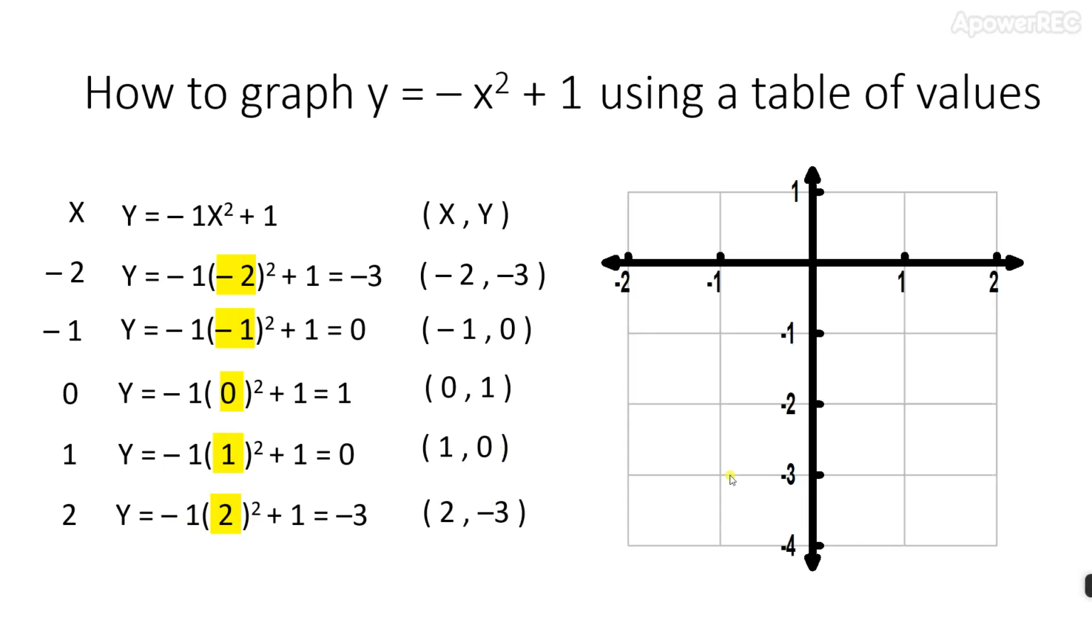Now for step 2, we set up a Cartesian XY grid, and we plot our 5 key critical points. First, plot negative 2 comma negative 3. From the origin, go 2 to the left and 3 down, and plot your point. The second point is negative 1 comma 0. Start at the origin, go 1 unit to the left, and plot your point. Next, to plot the vertex, we start at the origin, and we go 1 unit up, and there's our point.